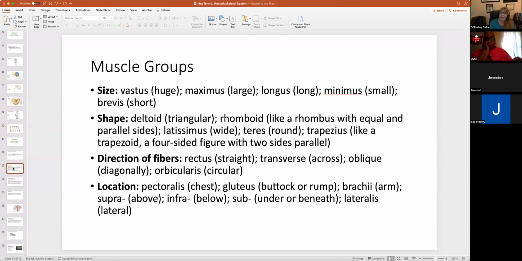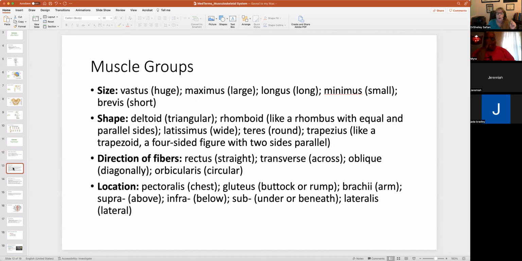So the muscle groups, and again, this is particularly important for those of you who are planning to go toward a clinical position, the groups of muscles are identified by their size: huge, large, long, small, short. Vastus, maximus, longus, minimus, brevis. A combination of Latin and Greek. Or the shape of the muscle. You may think of a muscle as being long and thin, but they're not.